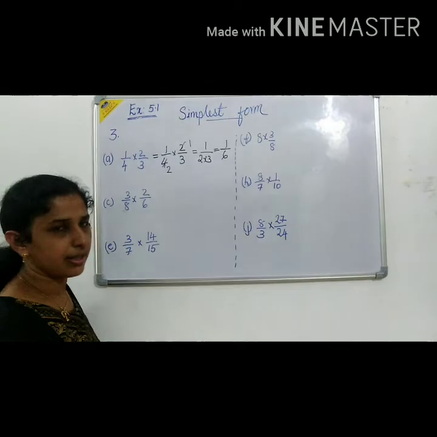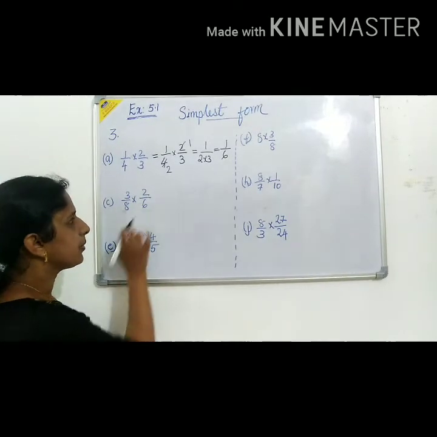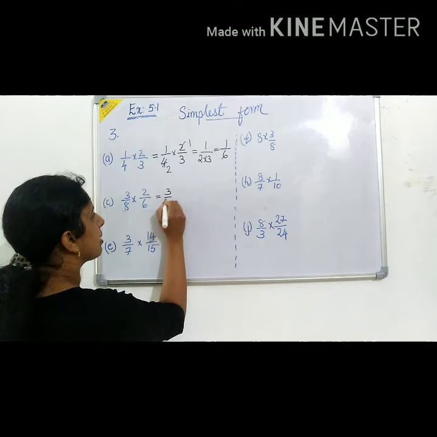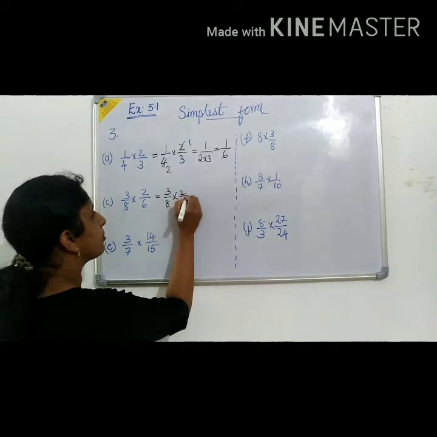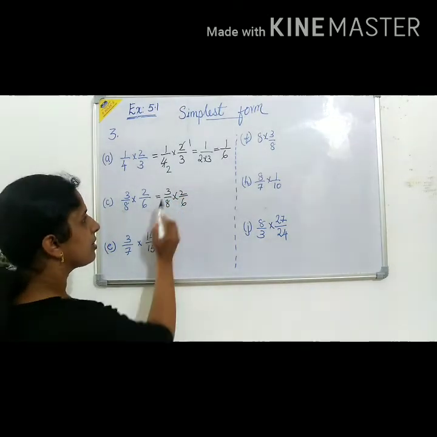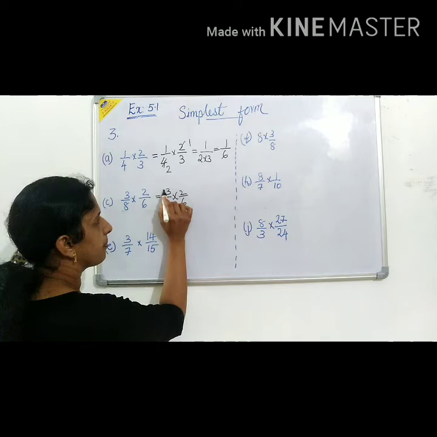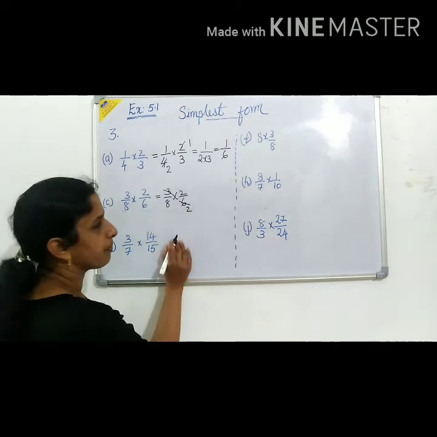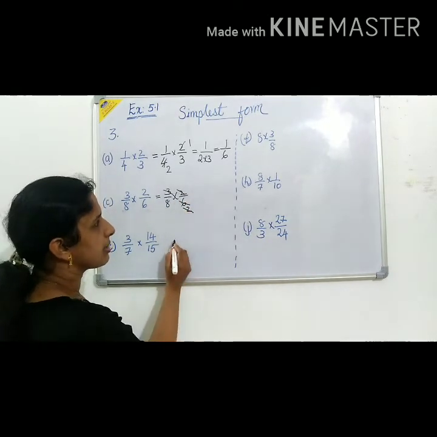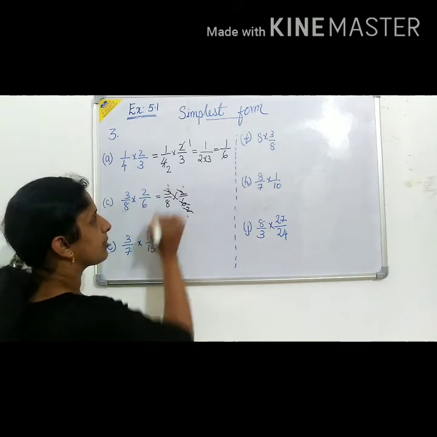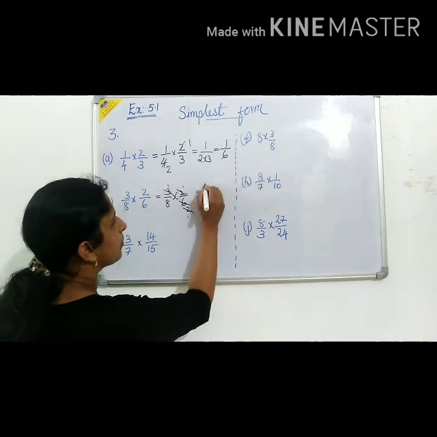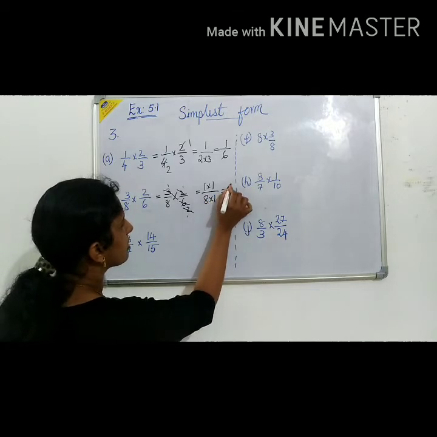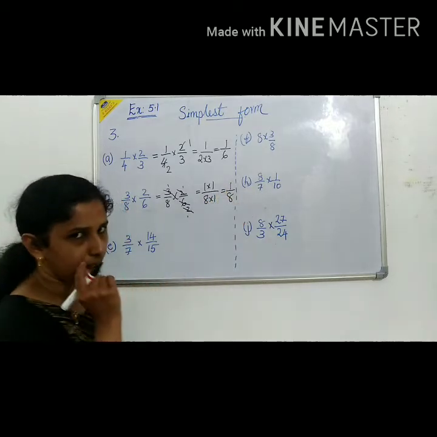Now question number C. Here 3 by 8 into 2 by 6. Here also first we have to cancel all the common factors from the numerator and denominator. So 3 and 6 we can cancel. 3 by 3 become 1. 6 by 3 become 2. This 2 and 2 become cancelled. 1, 1 we will get, here also 1. So what is here? 1 into 1 by 8 into 1. That is equal to 1 by 8.